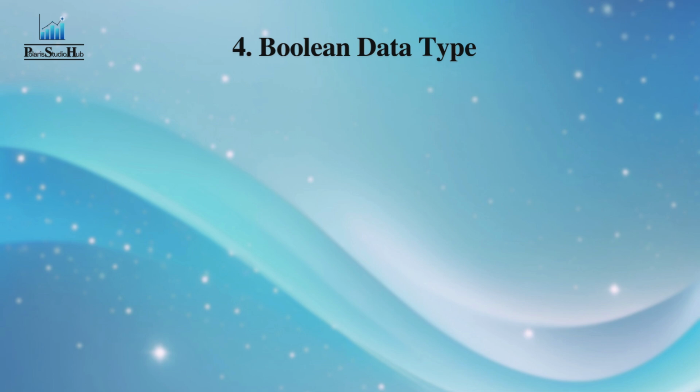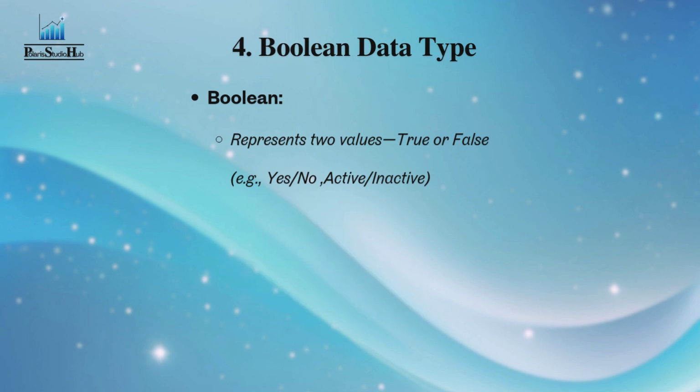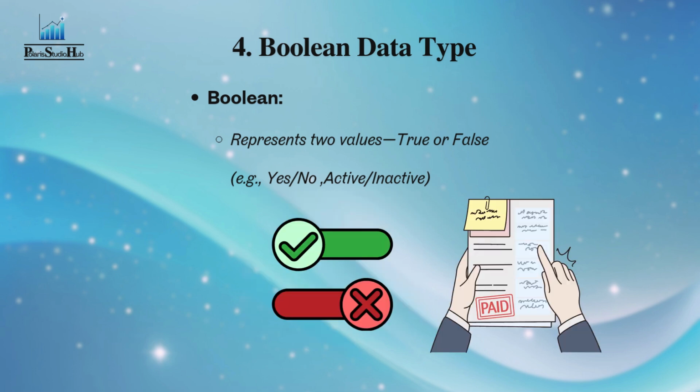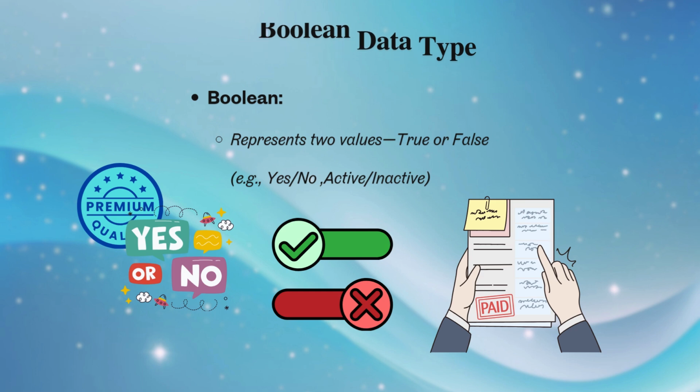Now for something simple but powerful, the Boolean data type. Boolean values are either true or false. That's it, but it's incredibly effective. Use it to flag things like is active, has paid, is premium user. These fields are super useful when it comes to filtering or creating logic-based conditions in your reports.